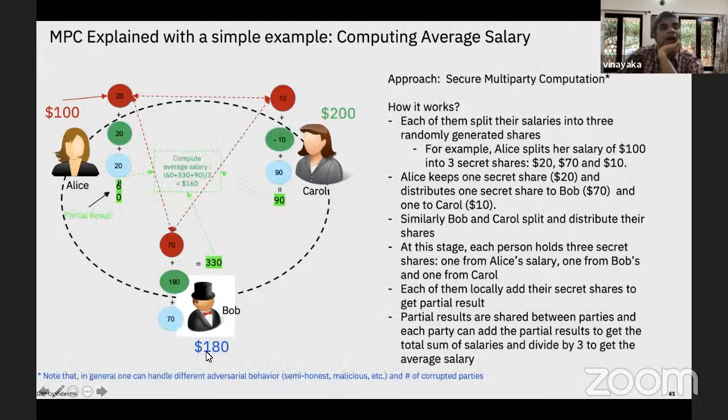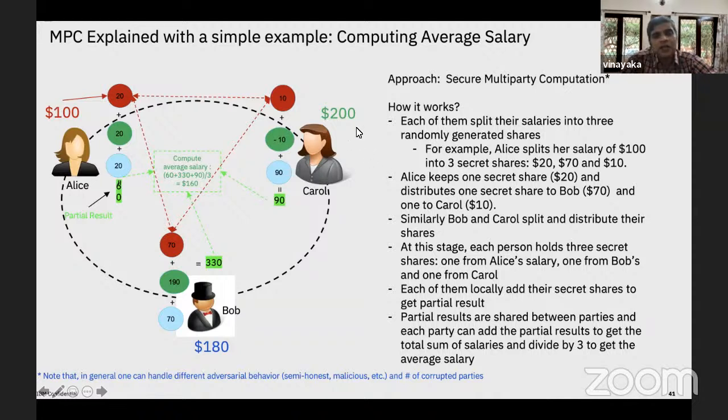Carol takes 100 and splits it into 3 random shares. These random shares have the property that they are 3 random numbers such that all of them add up to her actual salary: 20, 10, and 70. You can convince yourself 20 plus 10 plus 70 is 100.